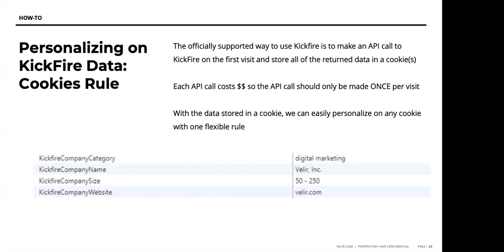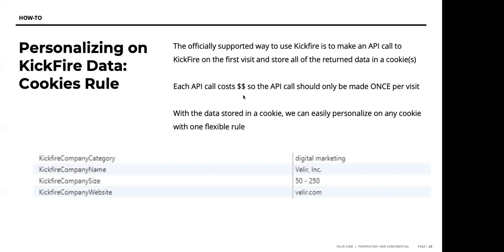The reason for that being that each API call costs money. So you want to limit the API calls to run as infrequently as possible, ideally only happening on the first ever visit to the site. And then once that data is retrieved, you have it saved and available for the rest of the visit and all future visits until they clear their cookies or use a different browser or device.